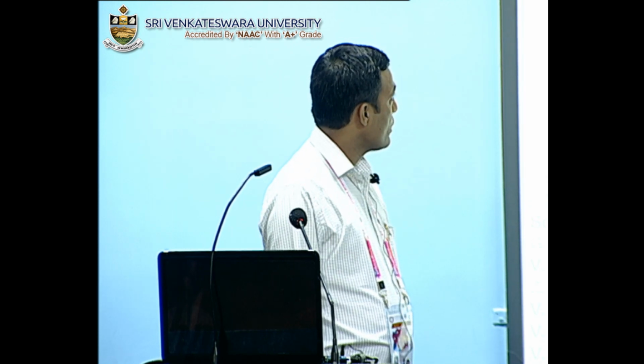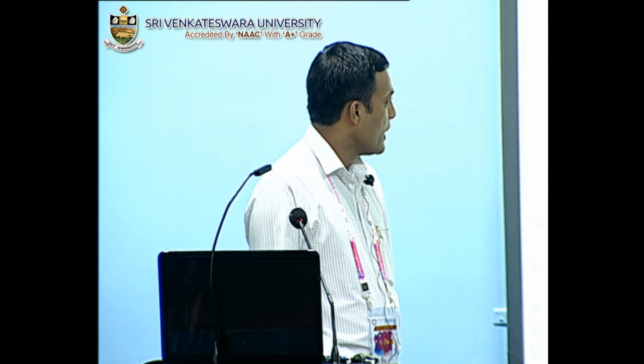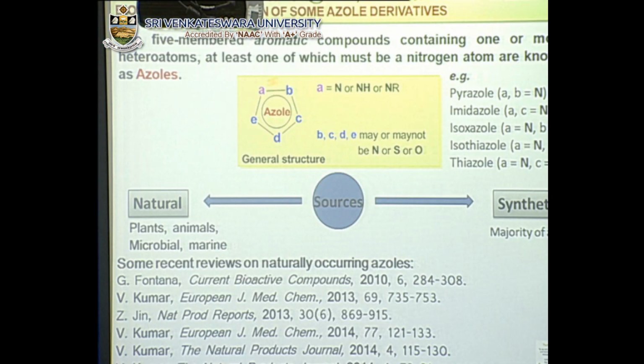The topic of this brief presentation is chemistry of azoles: synthesis, NMR spectral study, and biological evaluation of some azole derivatives. The five-membered aromatic compounds containing one or more heteroatoms, at least one of which must be a nitrogen atom, are known as azoles. Depending upon the number, type, and position of heteroatoms in this nucleus, we can have different types of azole derivatives.